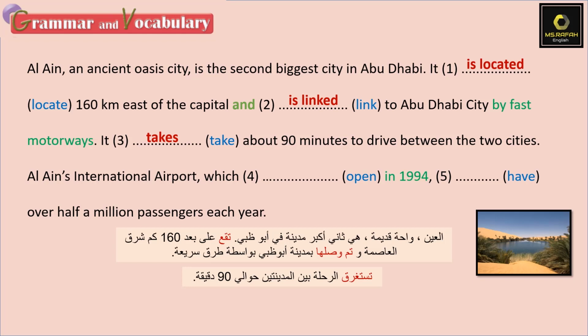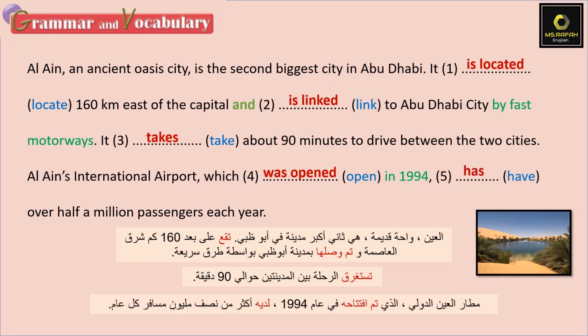Al-Ain's International Airport, which in 1994 عم نحكي عن عام 1994 معناها عندي حدث صار بالماضي وعم نقول إنه المطار افتتح بس مين اللي افتتح هذا المطار ما بنعرف إذن هي جملة مبنية للمجهول بالماضي was opened in 1994, has over 500,000 passengers each year. عم نحكي حقيقة عن هذا المطار فبنستخدم الحاضر البسيط بالمبني للمعلوم.